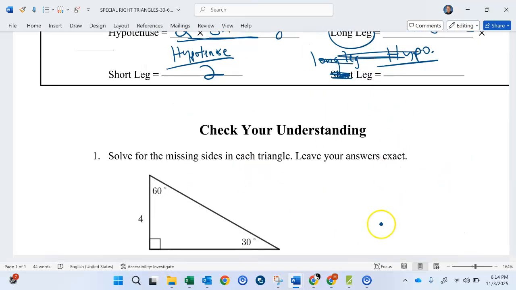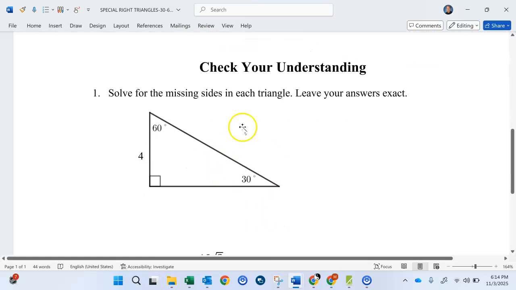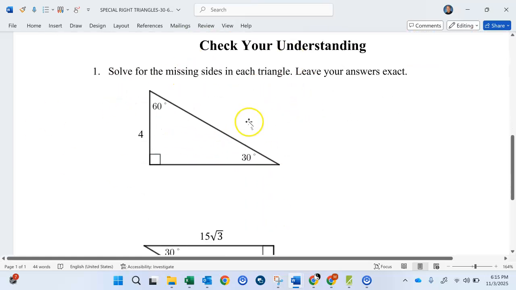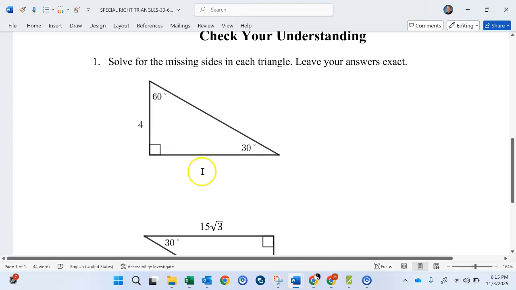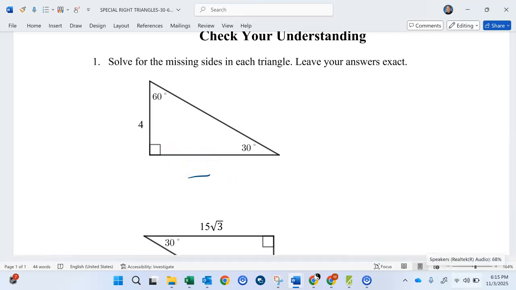Don't worry about this right now. Okay, so if you want, you can try to see if you can figure out this. So check your understanding to see if you can figure out what this side is right here and what the hypotenuse is. Okay, so the first thing is that 30 is the short leg.